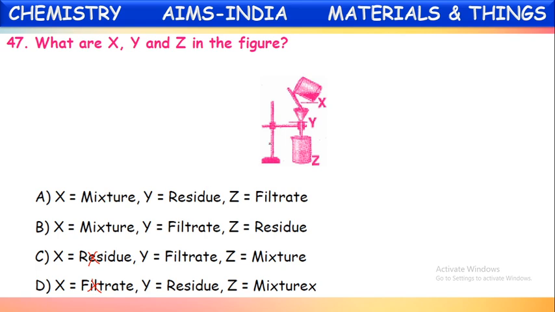Now X is a mixture. What is Y? The solid substance remaining in the filter paper in the process of filtration is called residue. So Y is a residue. What is Z called? The pure liquid obtained after the filtration process is called filtrate. So this is correct. X is a mixture, the solid substance remaining in the filter paper is residue, and the pure liquid obtained after filtration is called filtrate. This is the correct answer. Next question.